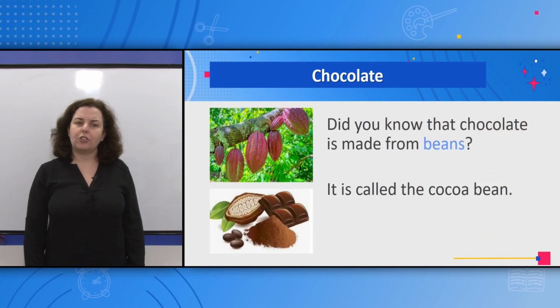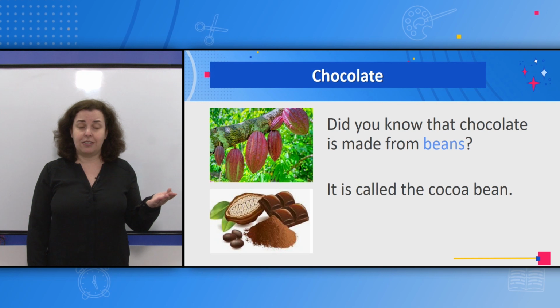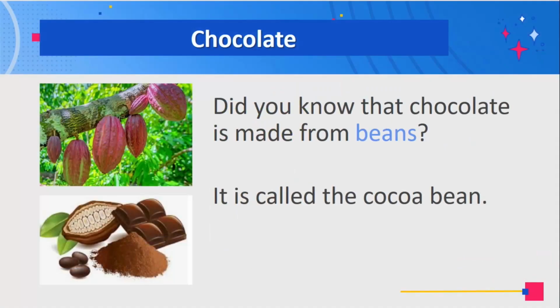Did you know that chocolate is made from beans? Here are the beans in the pictures. Look at the beans. They are called cocoa beans. The bean here in the picture is very, very big. It is called the cocoa bean, or in plural, the cocoa beans, and they grow on trees. Of course, not in Israel. But did you know that chocolate comes from beans?